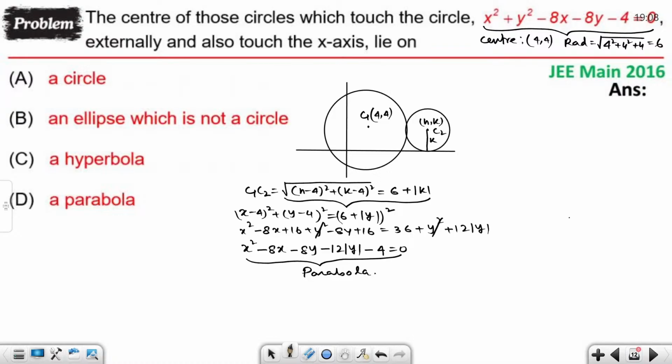Is it clear? Okay, so let's move for the next problem. Let me just reveal the answer. So here the answer will be option D. And yeah, is it clear now? Okay, let's move for the next problem.